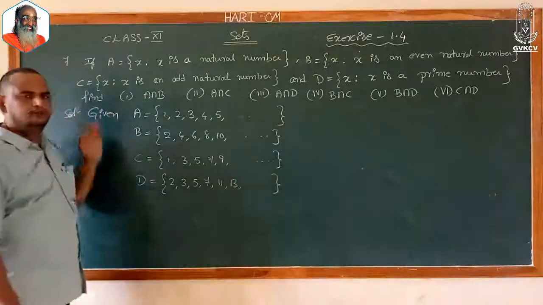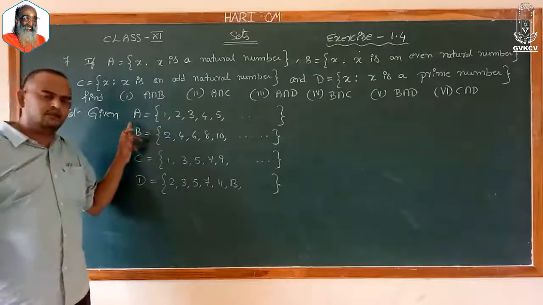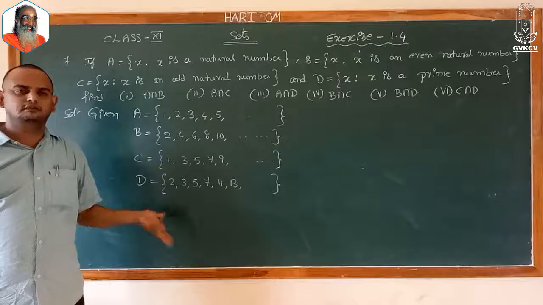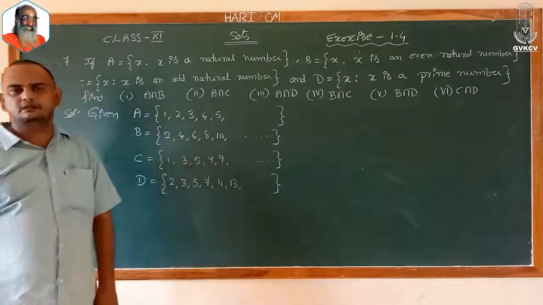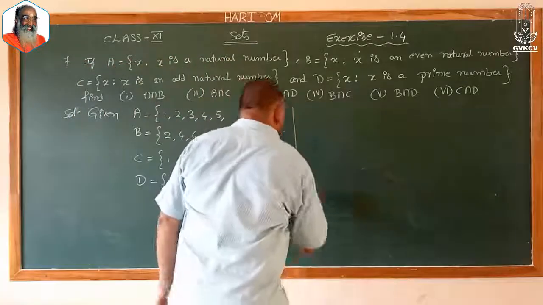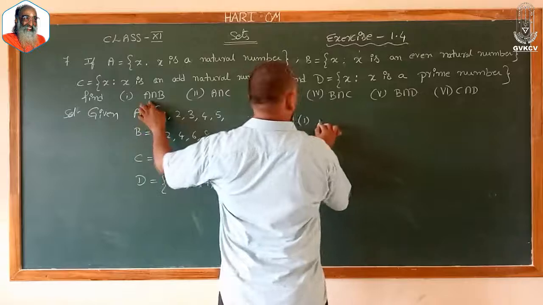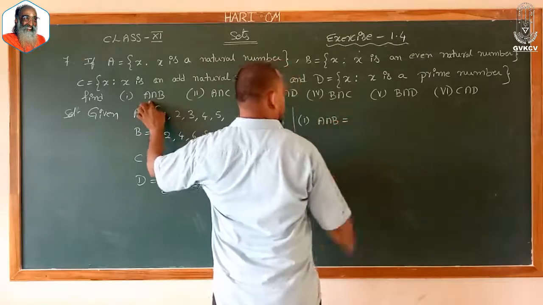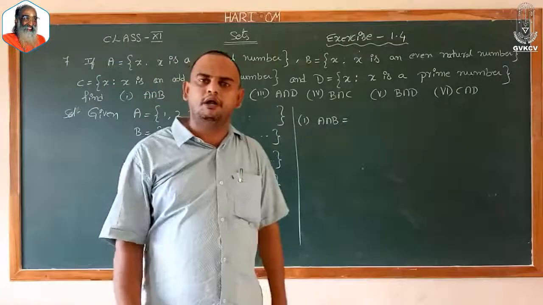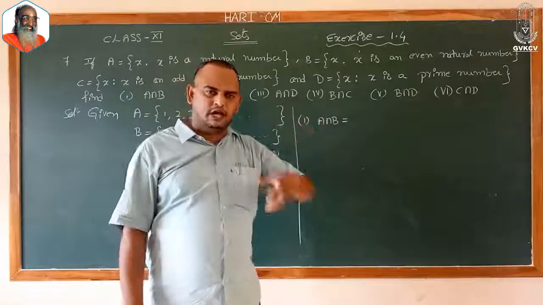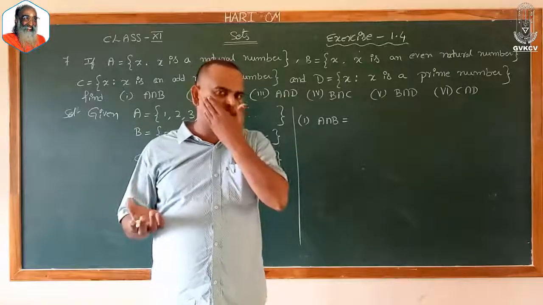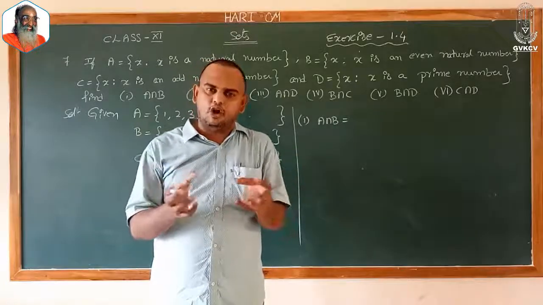So to solve this problem, you have to know what are even numbers, what are odd numbers and what are prime numbers. If you don't know these, then the problem is very difficult for us. Now let us come to the first problem. Problem number 1. A intersection B. Intersection means what? Common elements. Set A is nothing but natural numbers. Set B is nothing but even numbers. Now, between natural numbers and even numbers, what is the common we have?